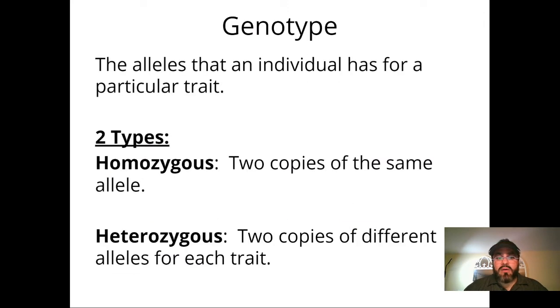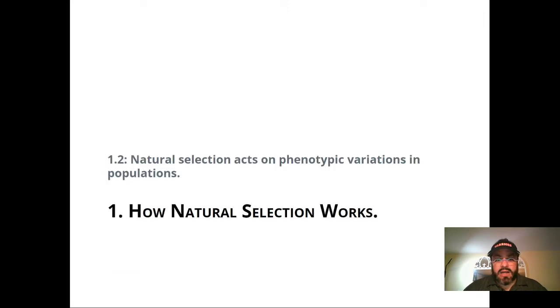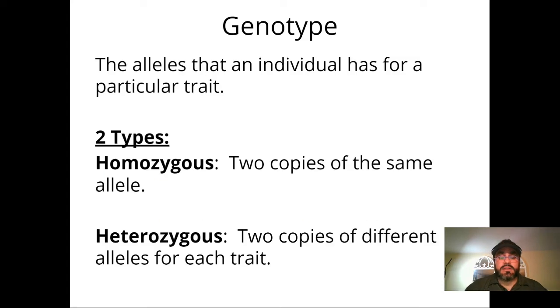And let's go now into how natural selection works. This is what we consider 7.2. So alleles in an individual have a particular trait. You know there are two types.